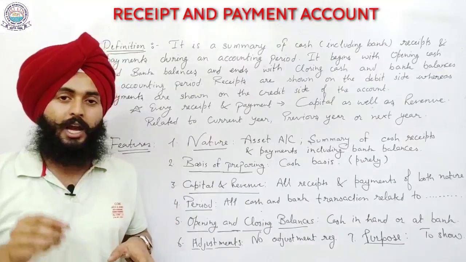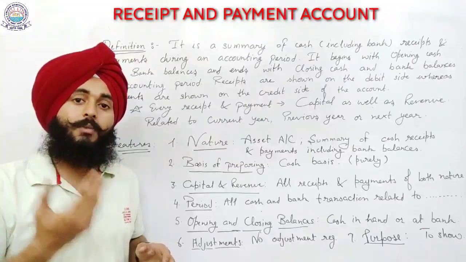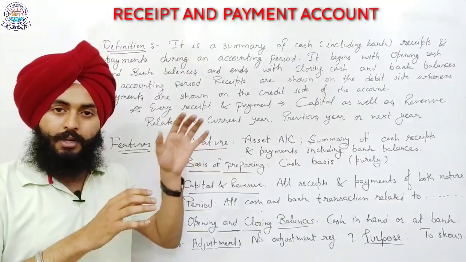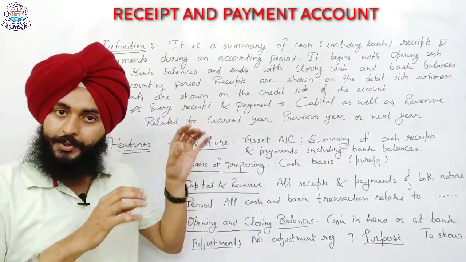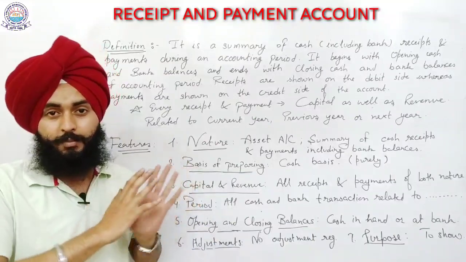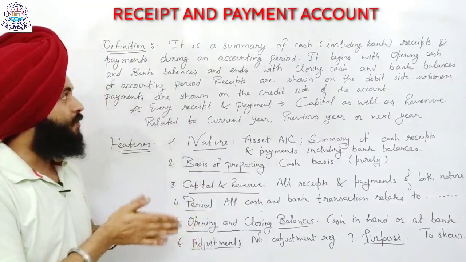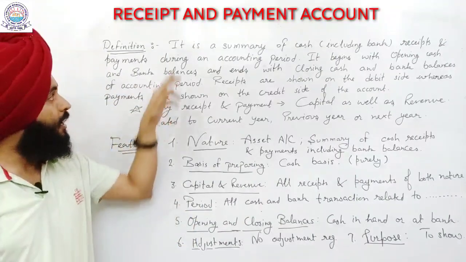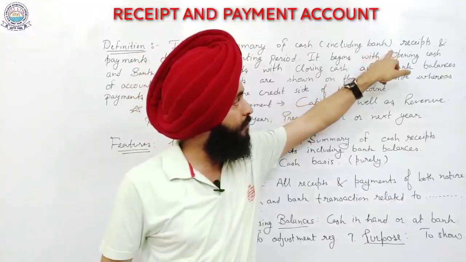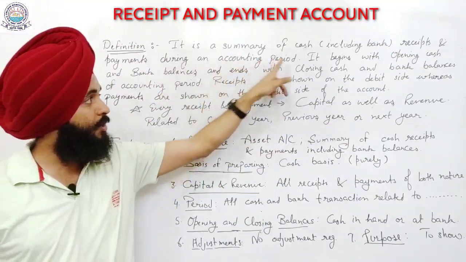Very important topic. I told you in the beginning that we will make the financial statements related to NPO. After making accounts, after making the trial balance, we have to make first the receipt and payment account. Now what is a receipt and payment account? So let's see the definition. It is a summary of cash including bank receipts and payments during an accounting period.